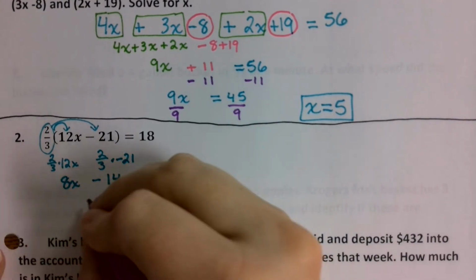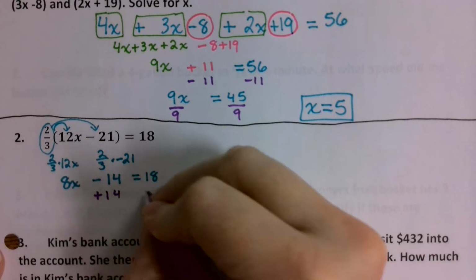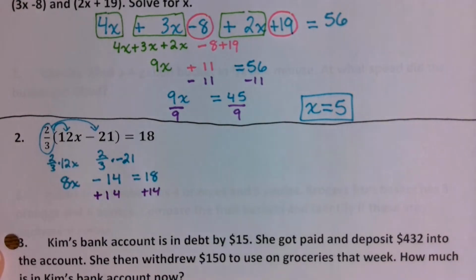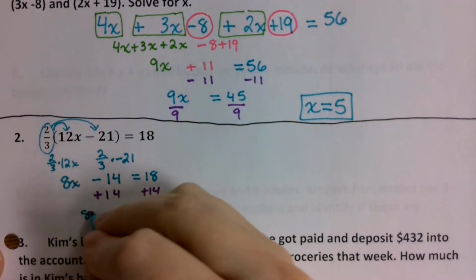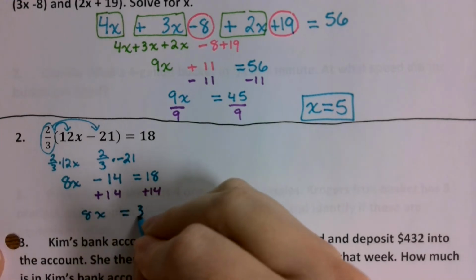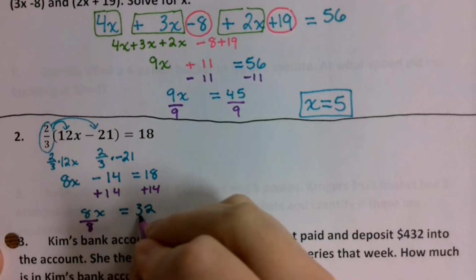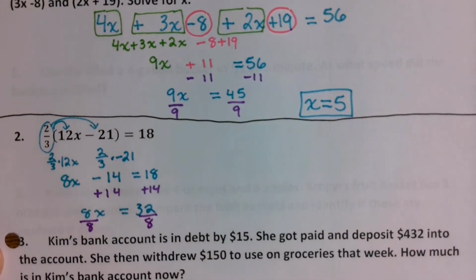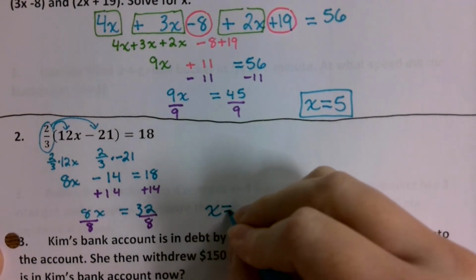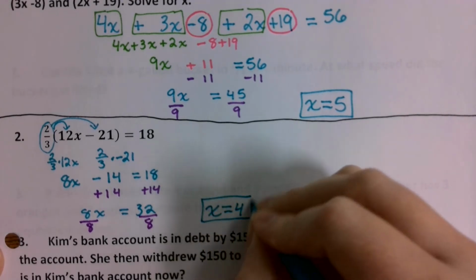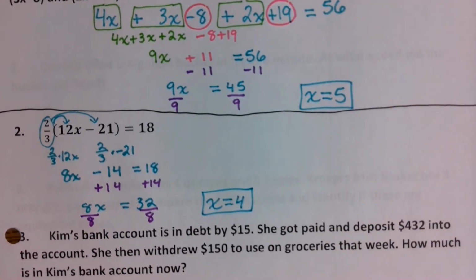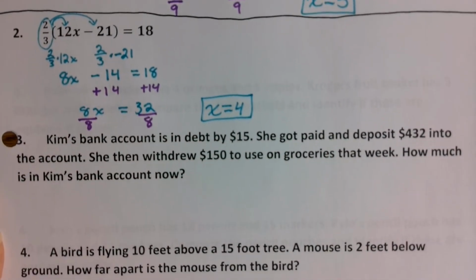First thing that we're going to do is add 14 to both sides. That'll give us 8x is now equal to 32. And then our last step is to divide both sides by 8. And we'll get x is equal to 4. Guys, we're doing the same problems over and over and over again. Make sure that you get used to those concepts, those ideas.